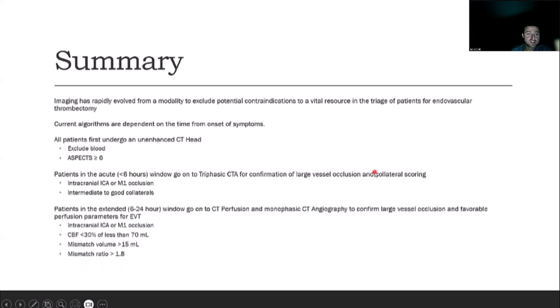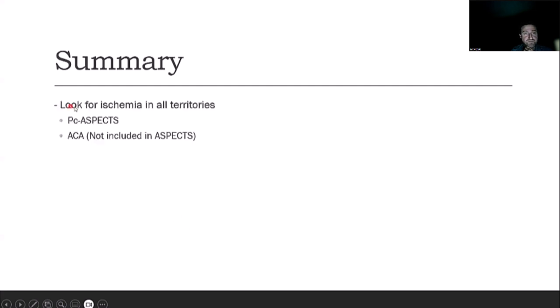And then patients in the extended 6 to 24-hour window go on to CT perfusion and monophasic CT angiography to confirm large vessel occlusion and favorable perfusion parameters for EVT. So just one more time, that's CBF less than 30% of expected in less than 70 cc's, a mismatch volume of greater than or equal to 15 cc's, and a mismatch ratio of greater than or equal to 1.8.